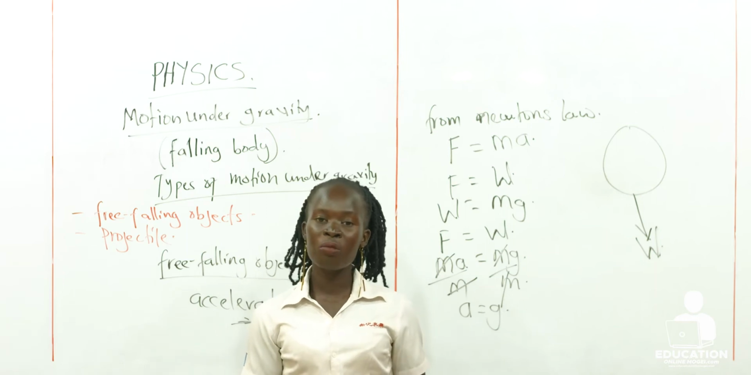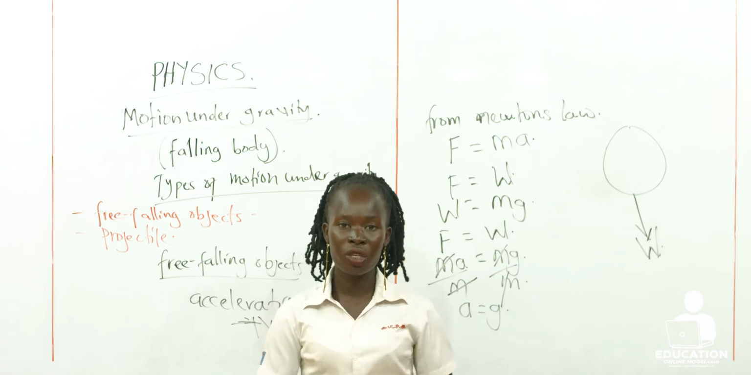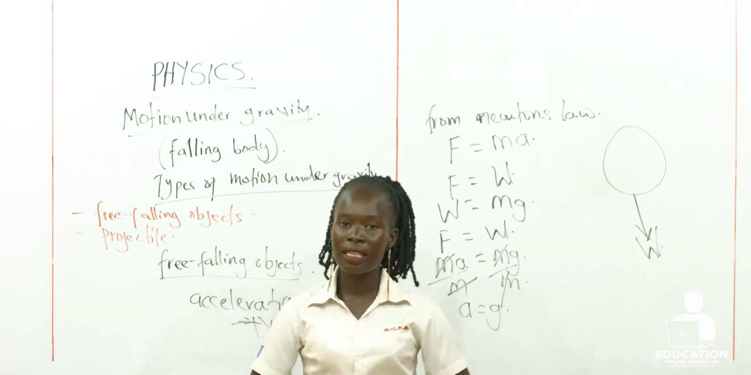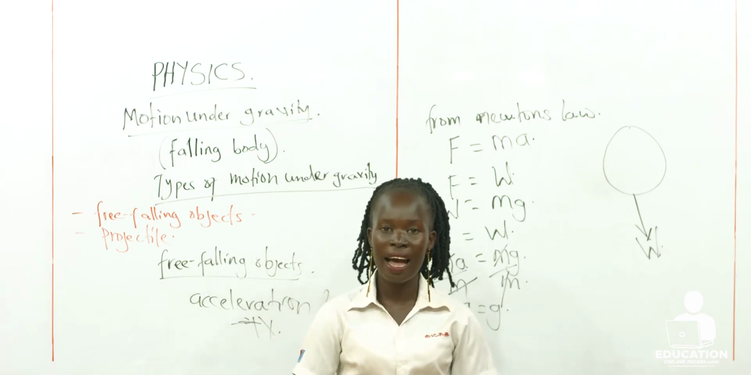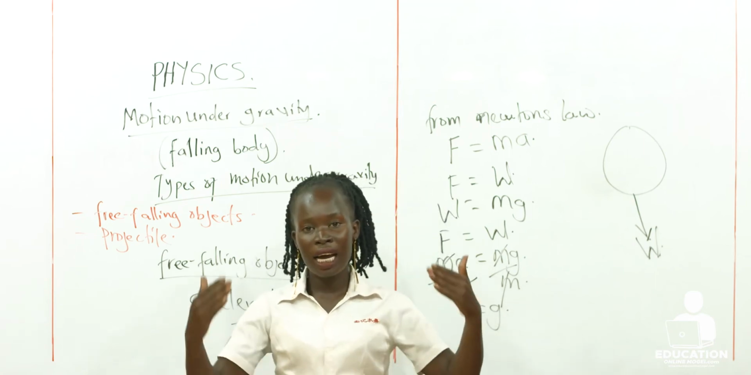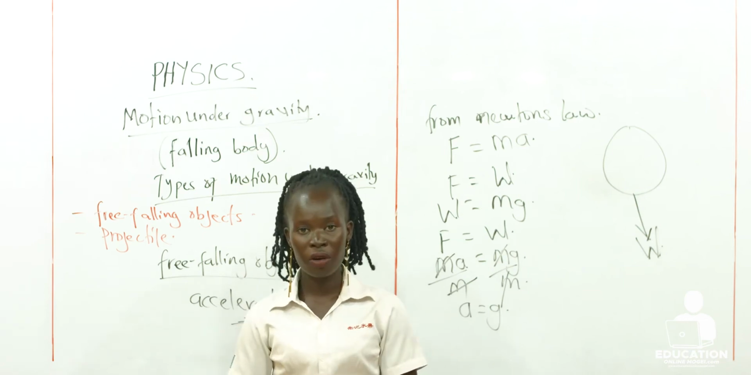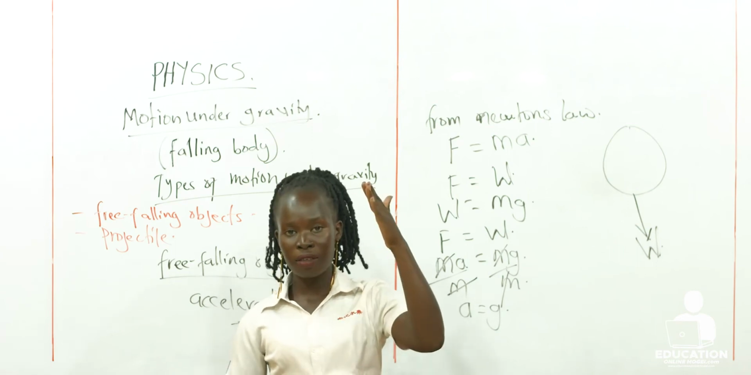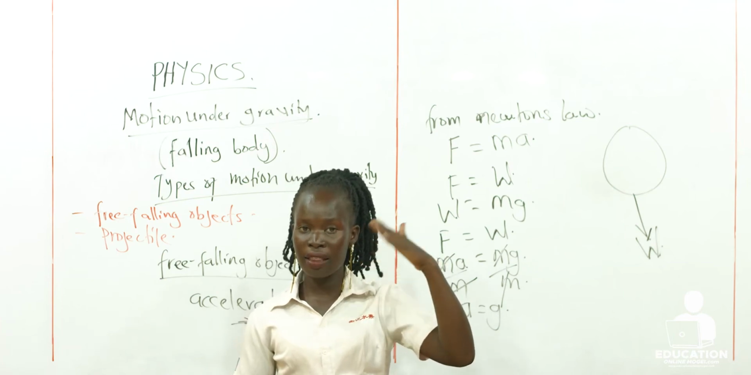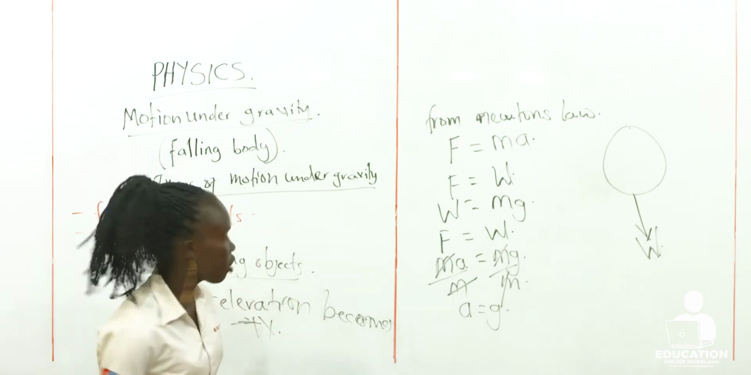Because if it is moving upwards, there will be a slight change in the equation, and when it is coming downwards, there is also a change. The change comes because of the movement against the gravitational force. So when the objects are coming downwards, our acceleration due to gravity is positive. But if it is moving upwards, the acceleration due to gravity becomes negative because it is moving against the gravitational pull.